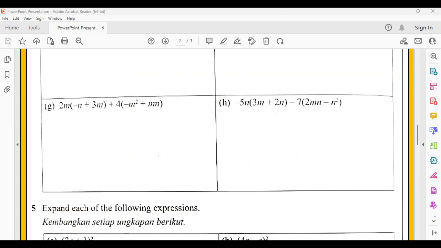Okay? Let's see this. Now, these guys, they have got only one term outside the bracket, so it has to multiply with every term inside the bracket. 4 with negative 4m squared, 4 with mn. Same goes for this, negative 5 times 3m, negative 5 times 2n. And then negative 7 times 2mn, and negative 7 times n squared.